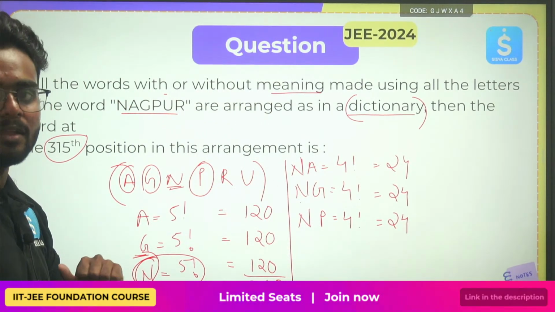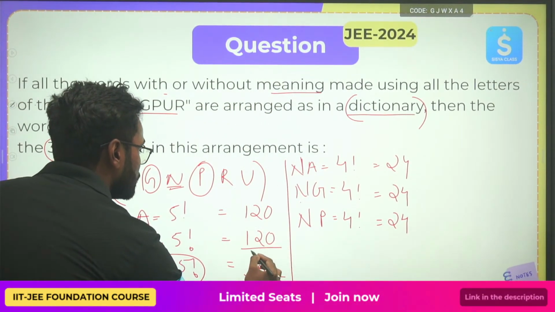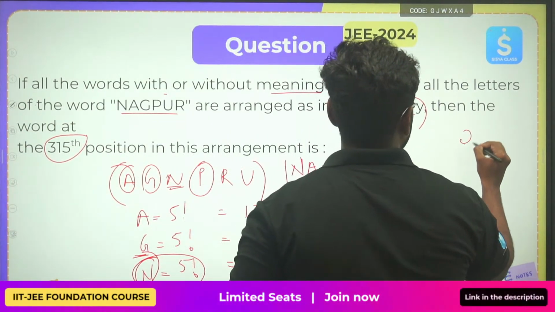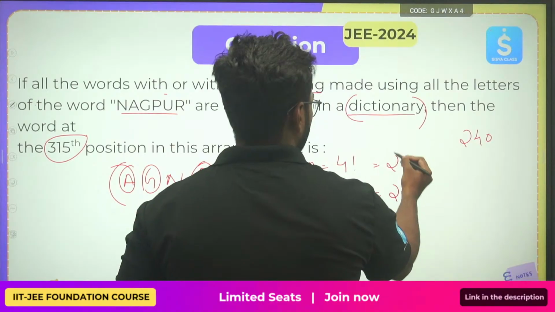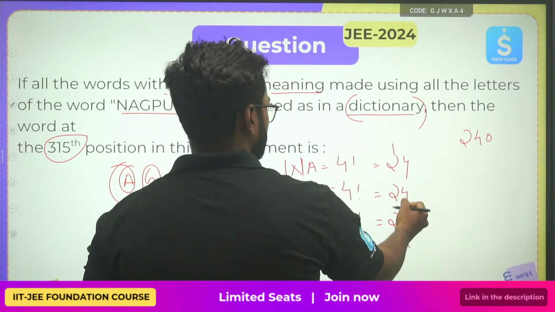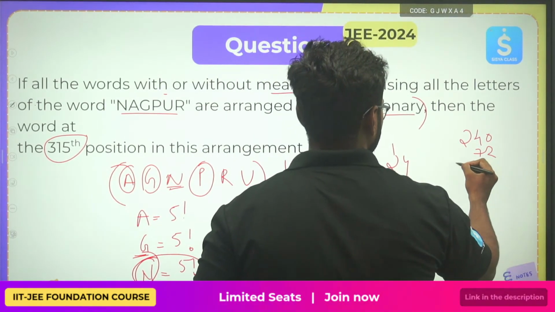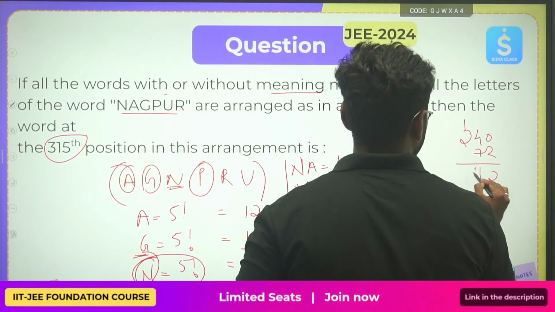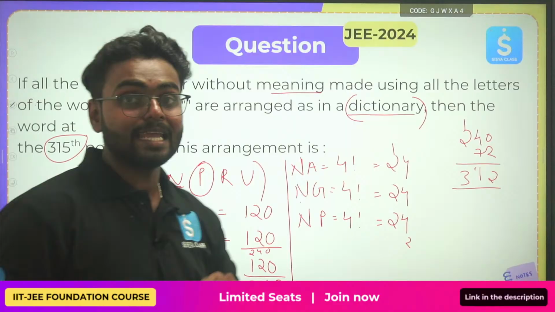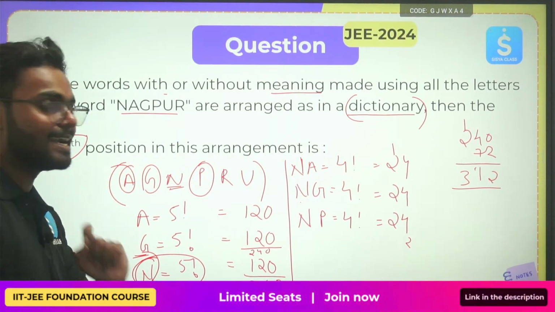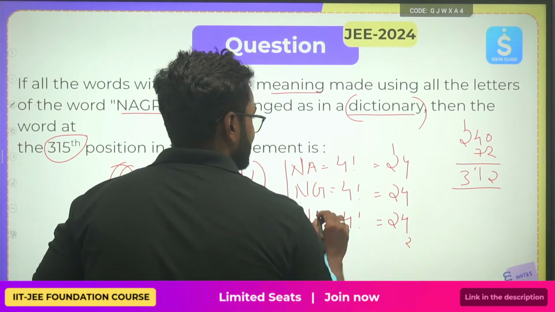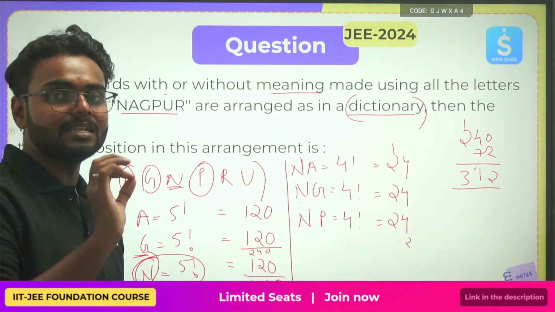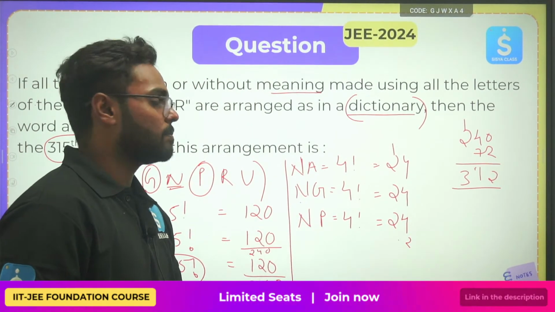Now please check how many we have completed till now. We already have 240 done. 240 plus 24, 48, 72. Right? We are done with 312 words. That means the next number would be the 313th after this. Right? So we'll start arranging in NP.